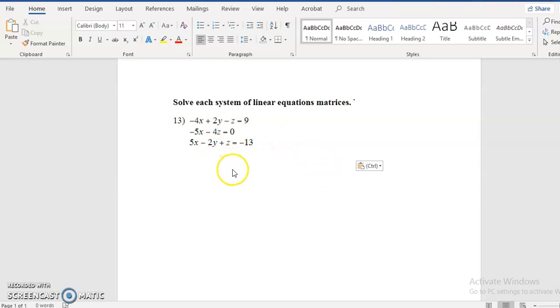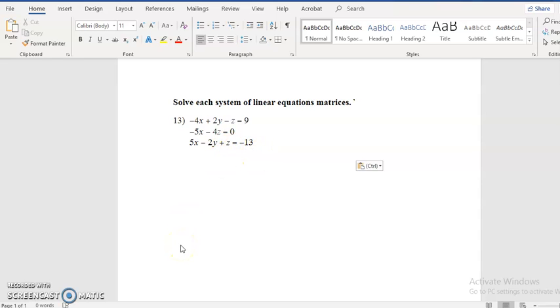Hello, so we are looking at the following. It says "solve each," but I only copied one problem. So solve the systems of linear equations using matrices. I have negative 4x plus 2y minus z equals 9, negative 5x minus 4z equals 0, and 5x minus 2y plus z equals negative 13.